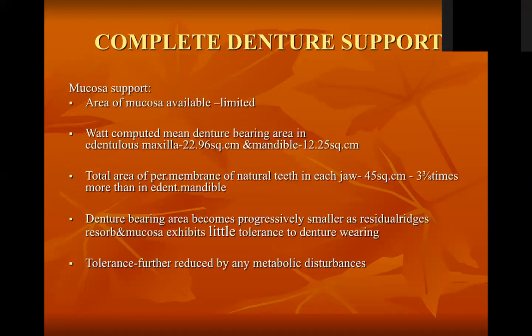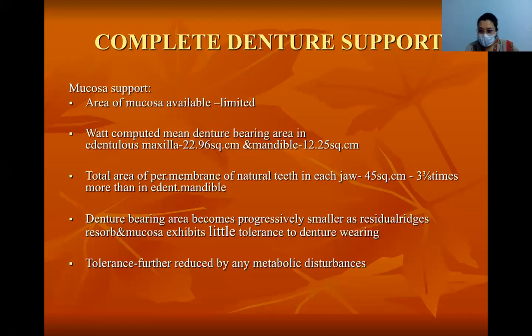The complete denture support is mainly achieved by the mucosa support. That is the area of the mucosa available. But this, as we all know, is limited. The computed mean denture bearing area in an edentulous maxilla is 22.96 centimeters square and in the mandible 12.25 centimeters square. Therefore, the total area of the periodontal membrane of the natural teeth in each jaw is 45 centimeters square, which is like 338 times more than that of an edentulous mandible.